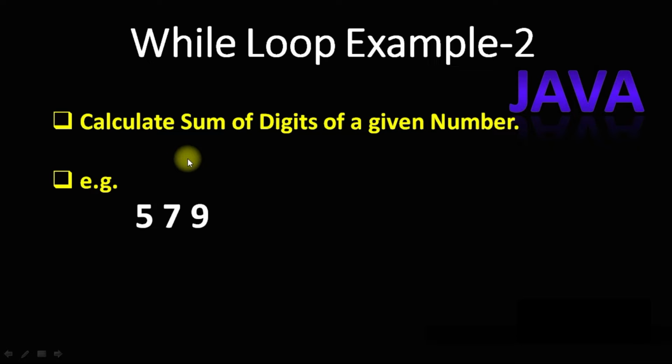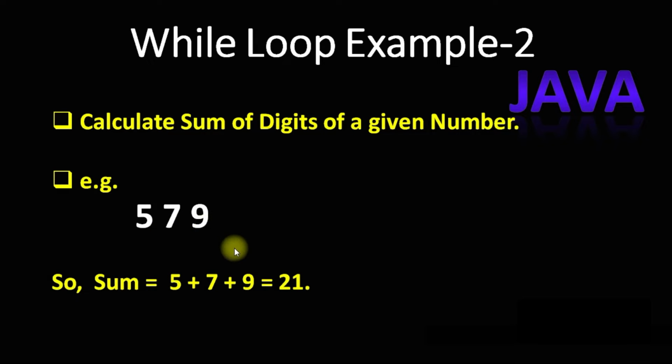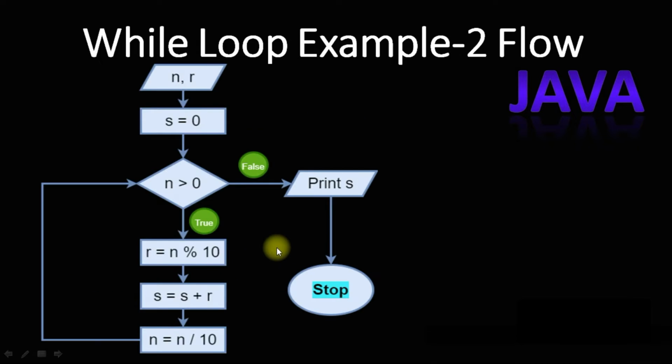Let's say you have to calculate the summation of the digits of any given number that will be entered by the user. Let's say the user enters 579, so we have to create a program where we find the summation of 5, 7 and 9, that is equal to 21. Now let's understand this program in a flow manner, then we will execute the steps in Eclipse.